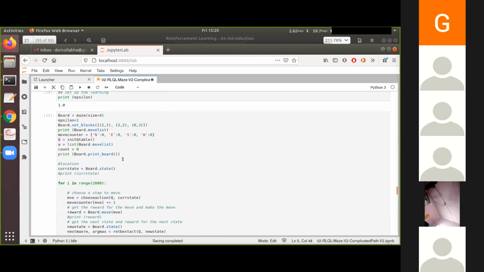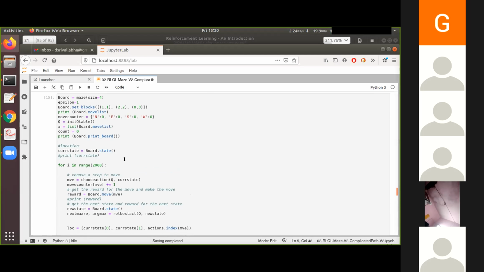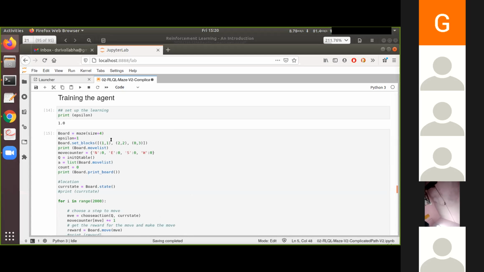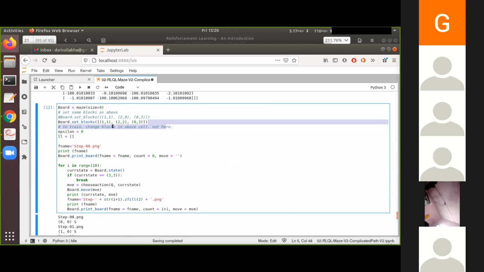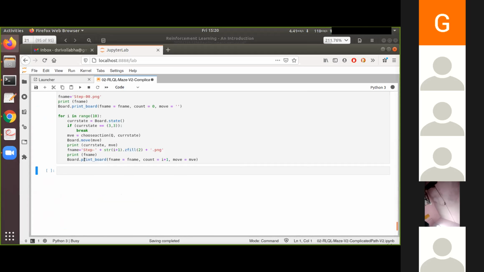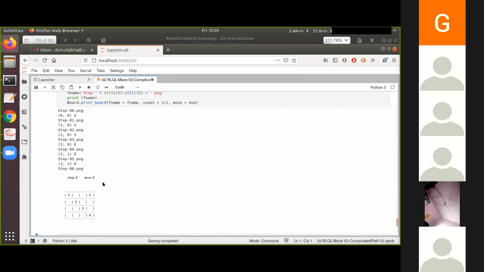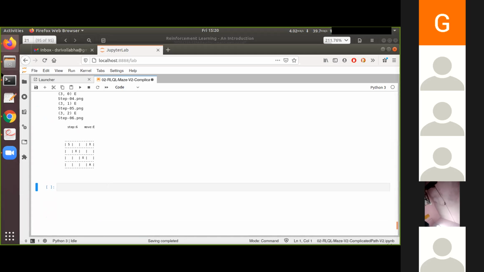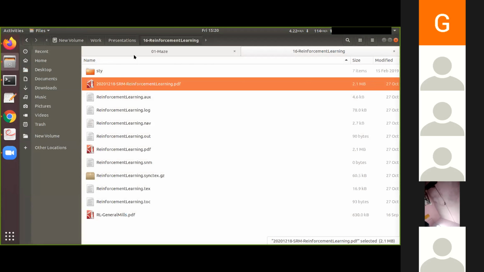Now, let me go back and show you how the agent will move if I do this set of steps. I have set the blocks at 1, 1, 2, 2, 0, 3. I am setting the blocks at the same places, 1, 1, 2, 2, 0, 3. I am using an existing Q table that I have already initialized, and showing you how the board will move. So we see something printed out here. Nothing is clear here. Let me go back to the code.